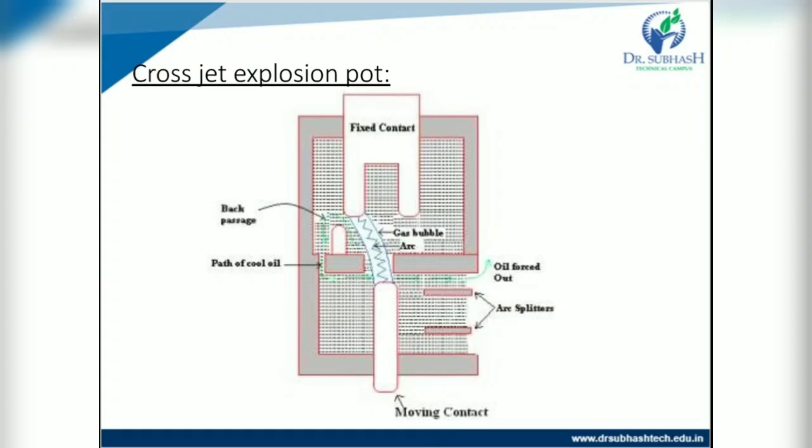The cross jet explosion pot, in that the internal diagram of the arc. So here the fixed contact and the moving contact, the different thing is here the oil is forced out, and the arc splitter will split the arc into a number of partitions of arc. So the arc splitter is used to split the original arc into different pieces, so the length of the arc will reduce and the strength of arc will reduce, so easily we can extinguish the arc.